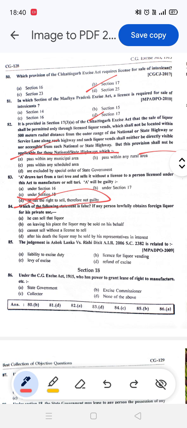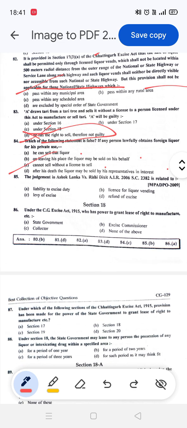Question number 84. Which of the following statement is false if any person lawfully obtains foreign liquor for his private use? Option A. He can sell that liquor. On leaving his place, the liquor may be sold on his behalf. Cannot sell without a license to sell. After his death, the liquor may be sold by his representative. So option C is correct. Cannot sell without a license to sell. The correct option.